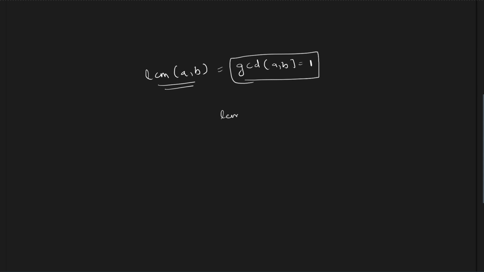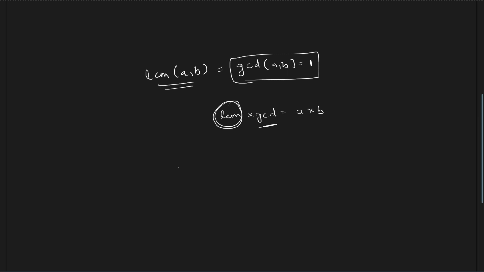So if you talk about the properties of LCM of a comma b, to make this thing as large as possible, we know for a fact that GCD of a comma b should be 1. So this is one idea that I have in mind. Why is this true? Because LCM into GCD is equal to A into B, right? So to make this particular thing large, I have to make this GCD as small as possible. So LCM will be largest when GCD of A comma B will be 1.